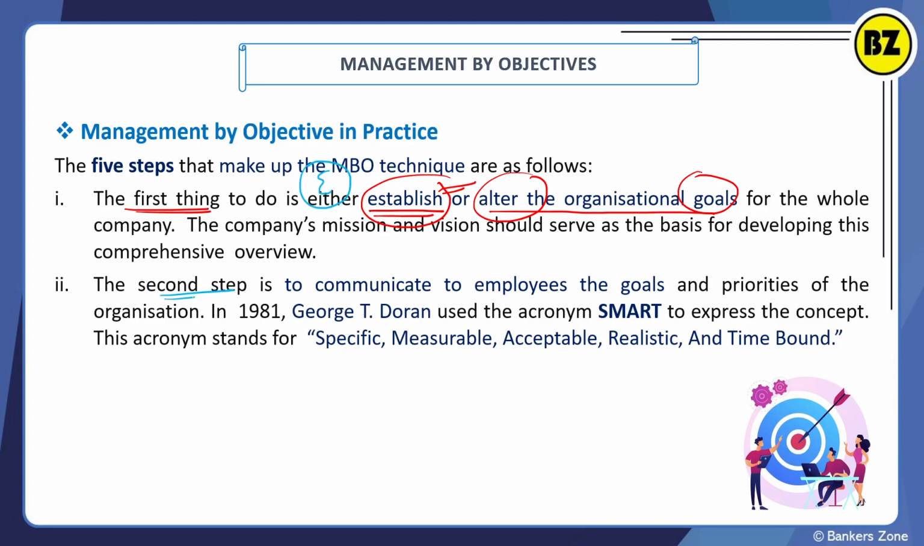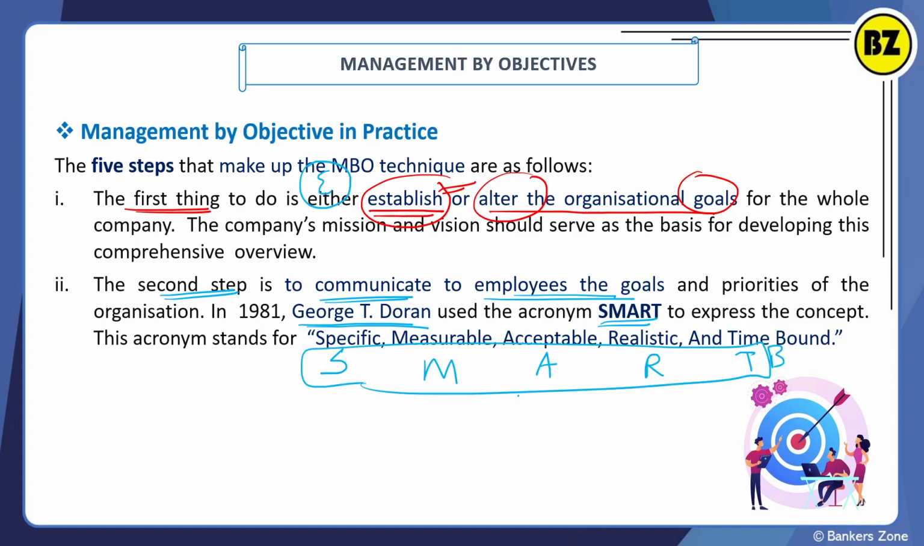In the second step, you have to communicate that goal to the employee and prioritize it as a priority of the organization. In 1981, George T. Doran used the acronym SMART. We have already discussed SMART in the previous session. SMART stands for specific, measurable, acceptable, realistic, and time bound. Remember the full form of SMART.